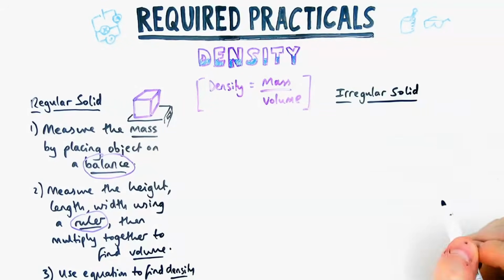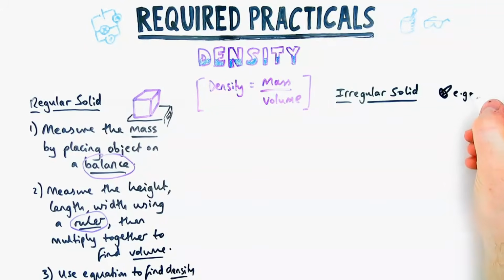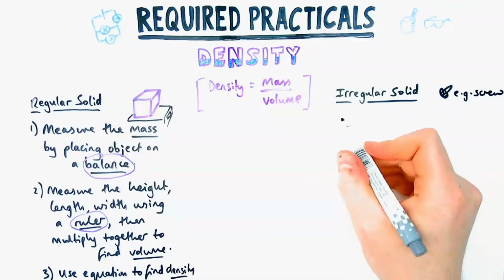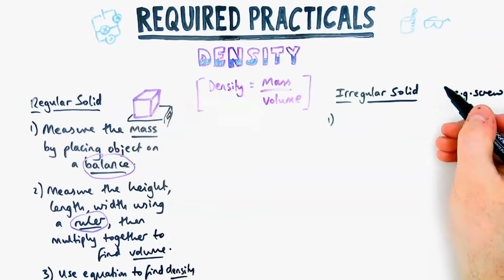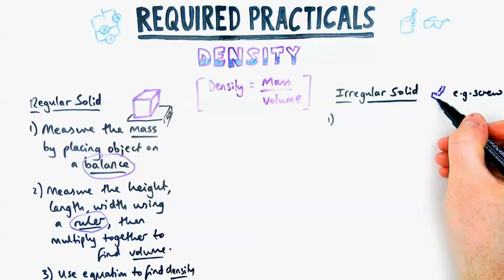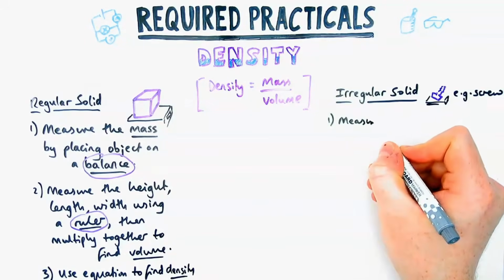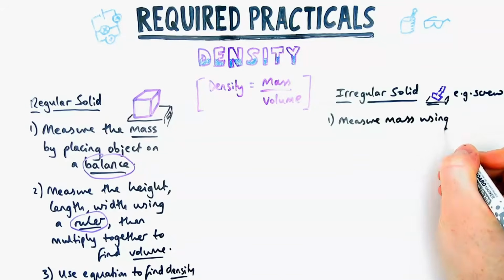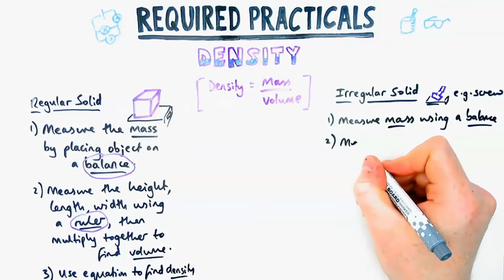An irregular solid is a bit trickier. By irregular solid, I mean anything that's not a regular cuboid or sphere or cylinder. It could be a piece of metal, a screw, a statue, anything like that. The first step is exactly the same. To measure the mass, we are going to place it on a balance, same as before. Measuring the volume is a bit trickier.